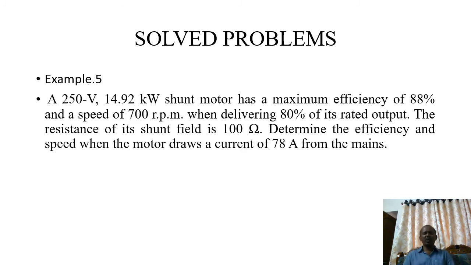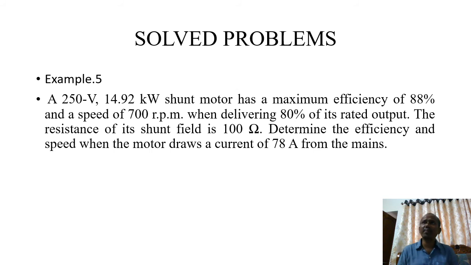All of you note this problem. A 250 volt, 14.92 kilowatt shunt motor has a maximum efficiency of 88% and speed of 700 rpm when delivering 80% of its rated output. The resistance of its shunt field is 100 ohm. Determine the efficiency and speed when the motor draws a current of 78 ampere from the mains.